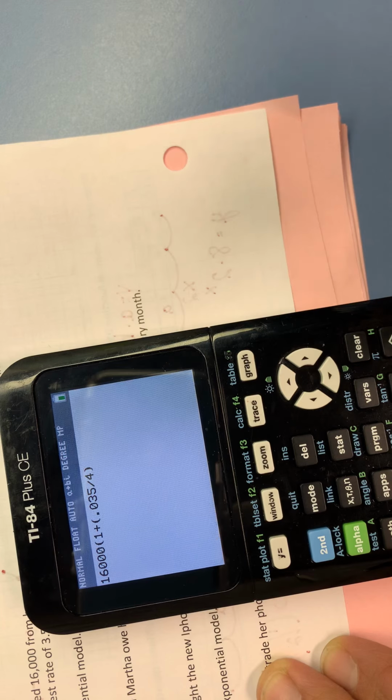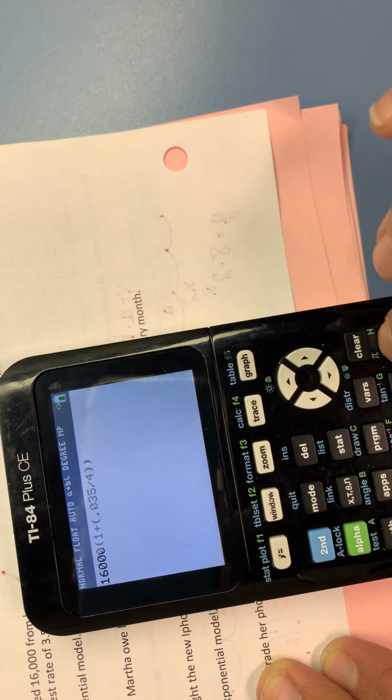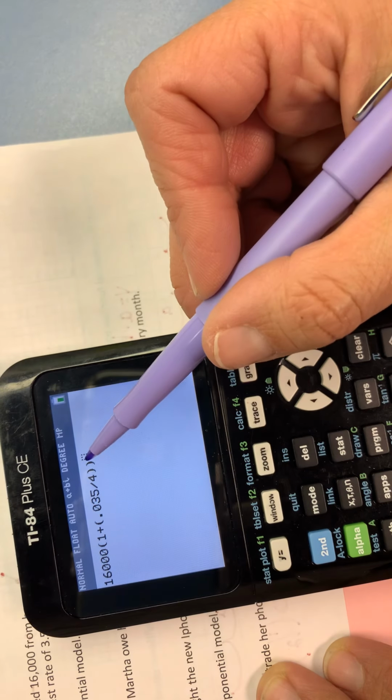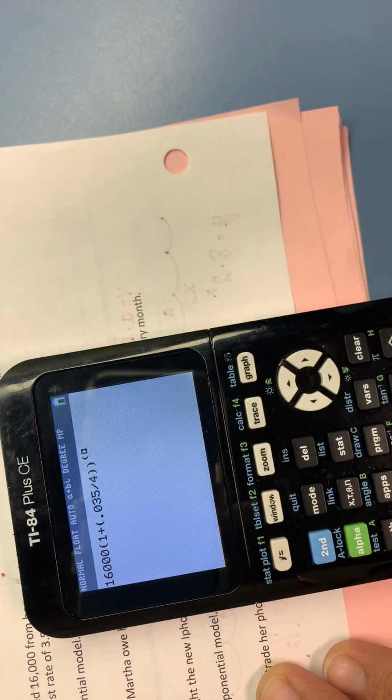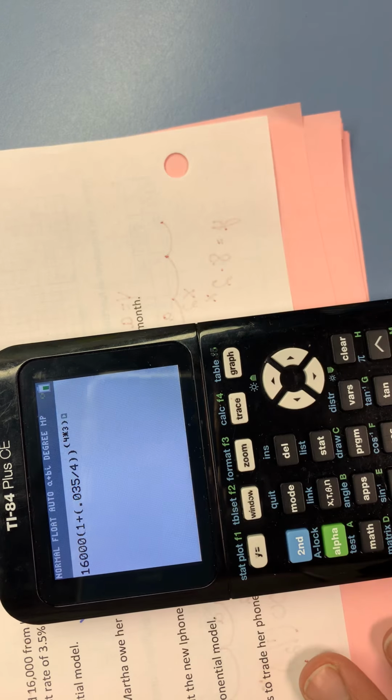Closing the parentheses for my fraction, closing my parentheses for the whole thing, exponent. Now, if it's not raising it, now you need to start parentheses. I'm going to go ahead and just do parentheses, but if it's raising it, you really don't. And 4 times 3, and it's 12, so you could also just put 12 in there.